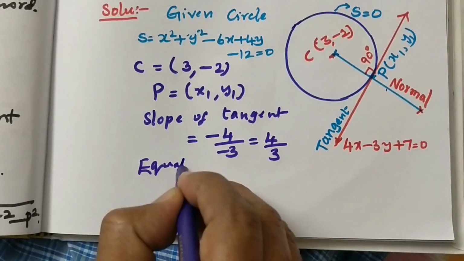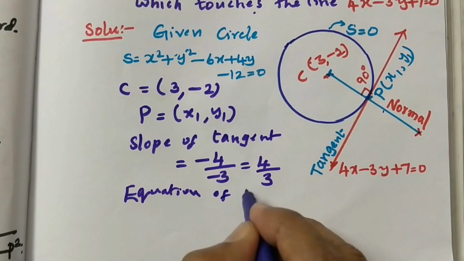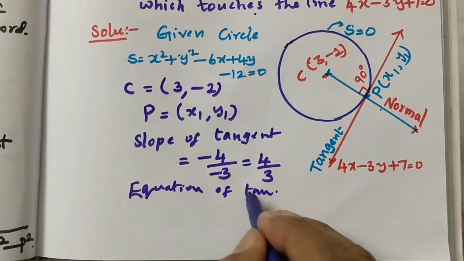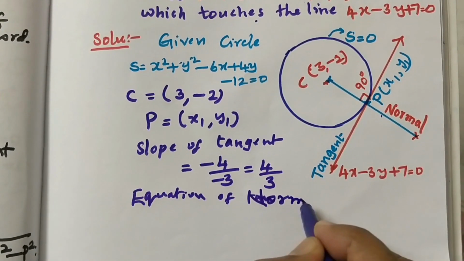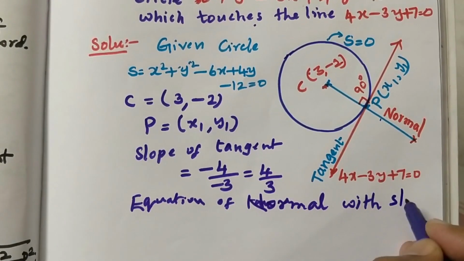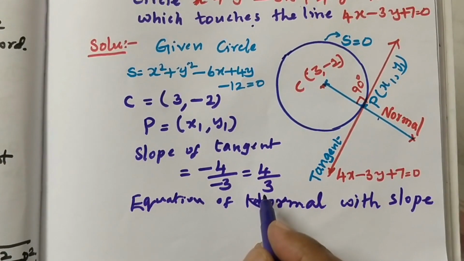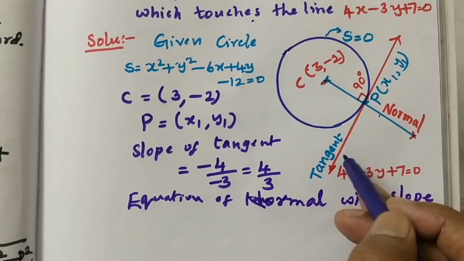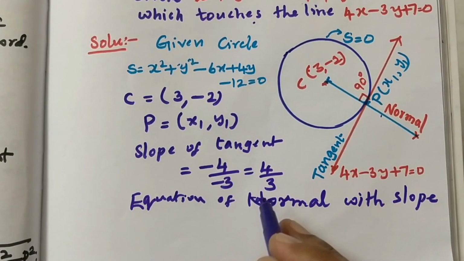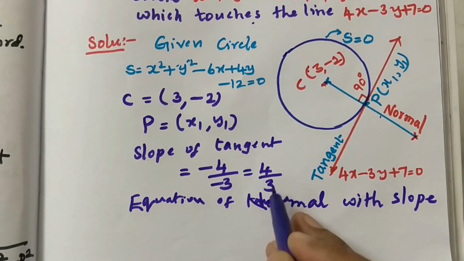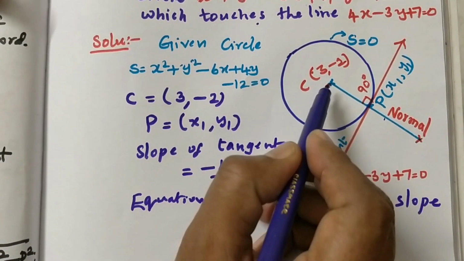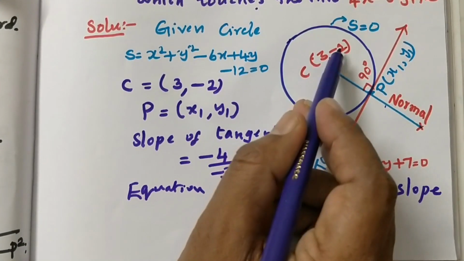Then equation of normal with slope. What is my slope here? If the slope of tangent is 4 by 3, the normal is perpendicular to the tangent. So the normal slope is minus 3 by 4. m1 into m2 is equal to minus 1, you know. And this normal line passes through 3 comma minus 2. So you know the point and the slope.